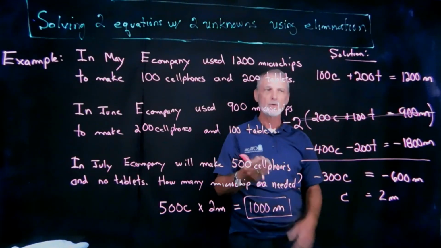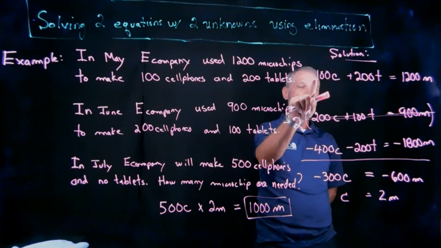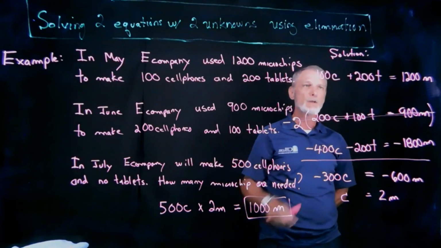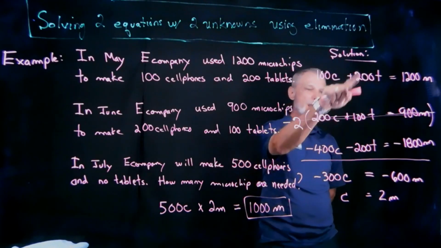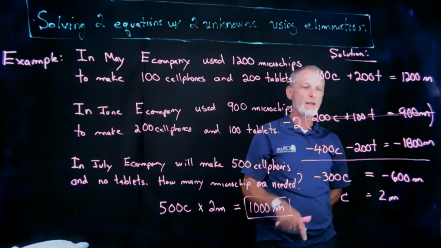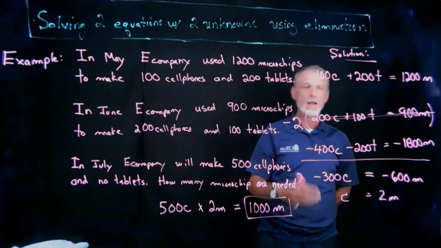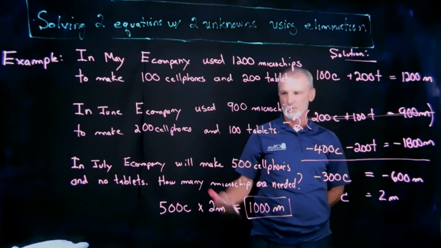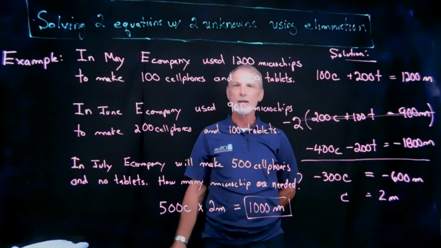If we wanted to, we could solve this equation and come up with a strategy to eliminate the C's, or the cell phones, and see how many chips are required per tablet. And then use that to figure out, if we were going to make some tablets, how many more chips we would need to have on hand. So that solves the problem.